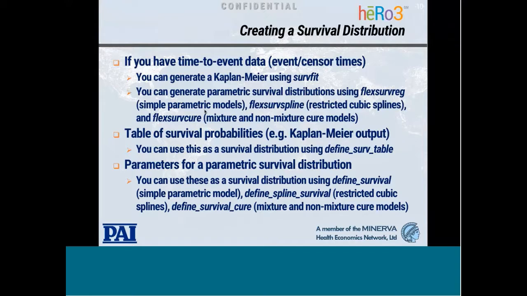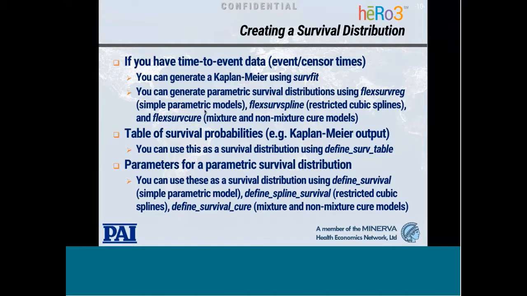Now finally, if you have already estimated parameters for a given parametric survival distribution, you can use the functions define_survival for simple parametric models, define_spline_survival for restricted cubic splines, and then define_survival_cure for mixture and non-mixture cure models. And so those three directly correspond to flexsurvreg, flexsurvspline, and flexsurvcure that we described in how you estimate parametric models from time to event data. And so those are the equivalent functions, except instead of estimating the parameters, you just directly plug in parameter values that you already have.